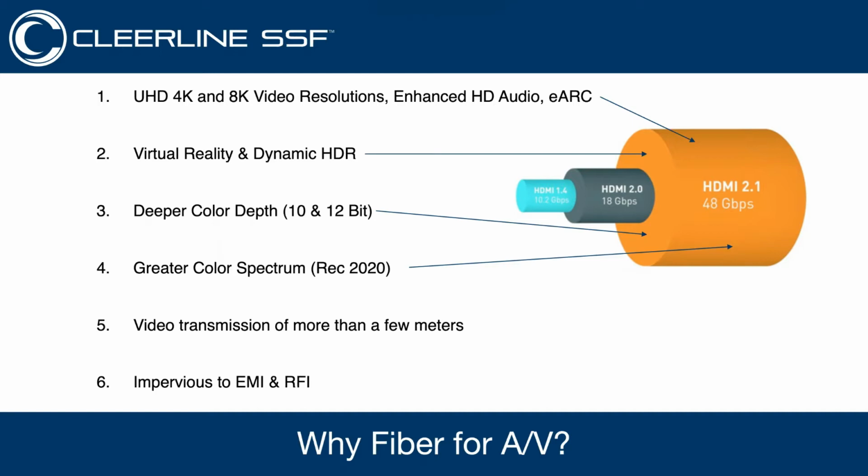So when we start talking about HDMI 2.1 with all the cool functions like enhanced HD, eARC, frame by frame dynamic range, deeper color bit depths, the Rec 2020 color spectrum, which is more what we as human beings see with our own eyes, a much more realistic color spectrum than we've had before. Once we start talking about these things and trying to transmit them over more than just a few feet or meters, it becomes really, really difficult. So realistically, if you want to deliver today's true 4K with HDR and all the other fun stuff that comes with HDMI 2.1, fiber's going to be your only solution going forward.